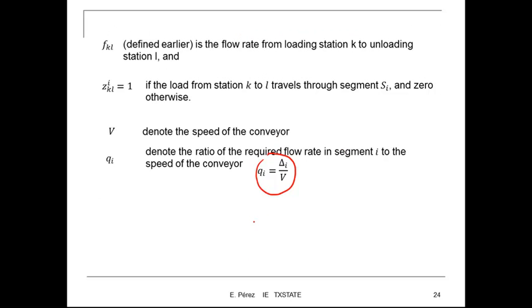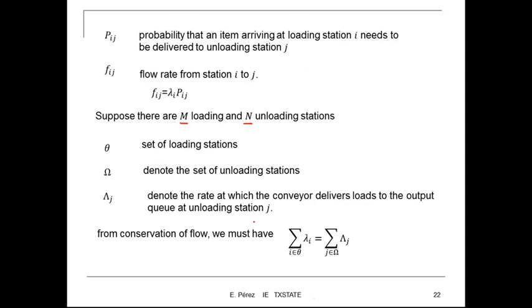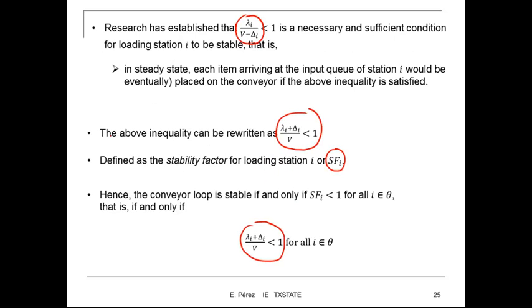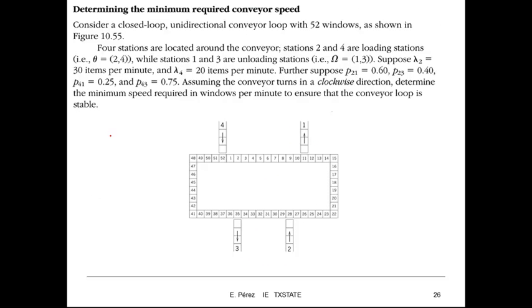So I, if you remember, theta is defined as the set of all stations. Okay, so what we are trying to do here is we want to determine if we can reach this stable condition for our design. So here we have an example. We want to determine the minimum required conveyor speed.